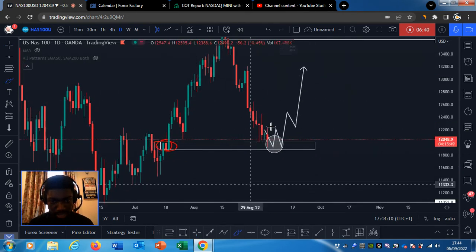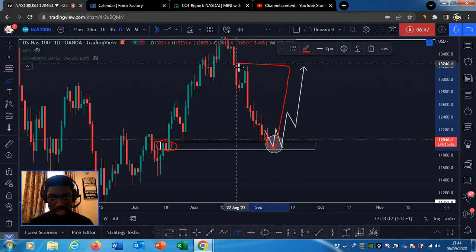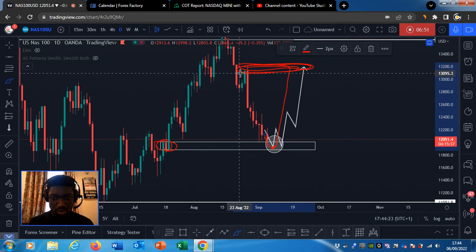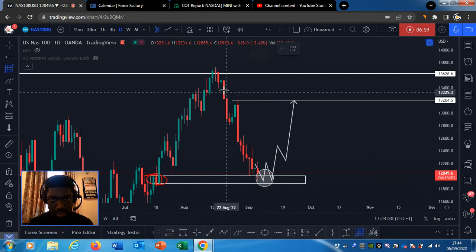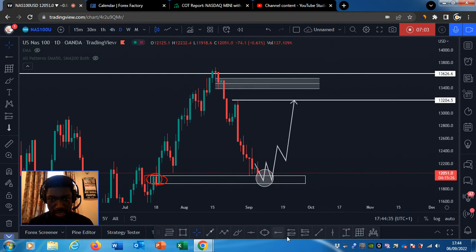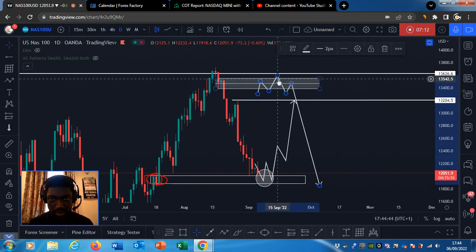Unless price breaks this support zone here, I'm expecting a bullish continuation to the upside to see price test this resistance that we have here, as we have a lot of liquidity that needs to be filled. All these candles here need to be filled to form a continuation to the downside. So price coming in testing, all these are liquidities that need to be filled.